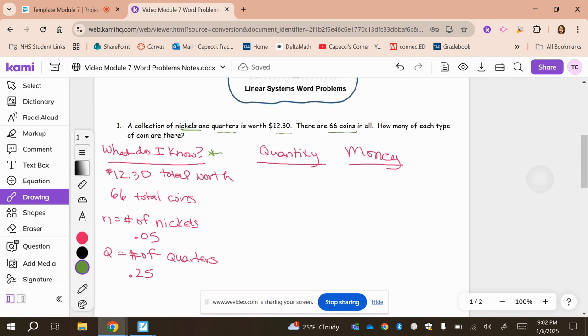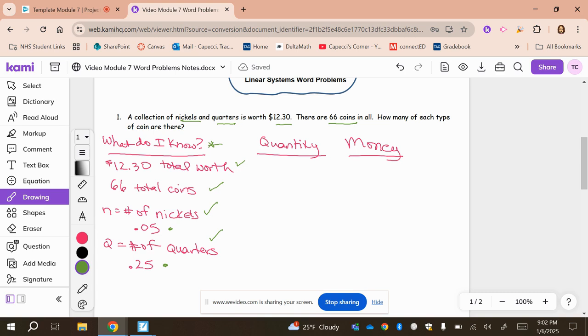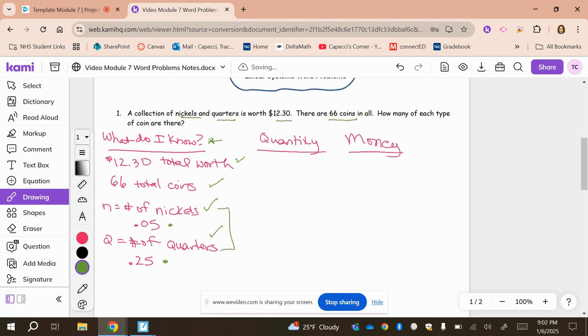So our first equation we're going to look at is the quantity equation. We know how much money we have. We know how many coins. We're going to make N equal to nickels and Q equal to quarters. We know the money value of them. You can use any variables you want, X or Y, as long as you're labeling off to the side what each variable stands for.